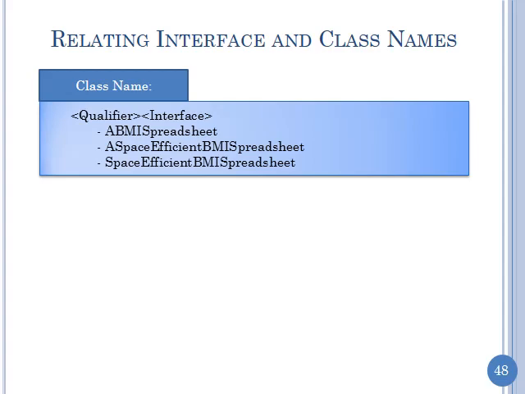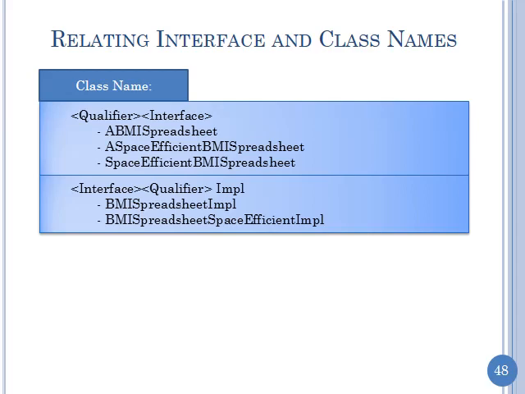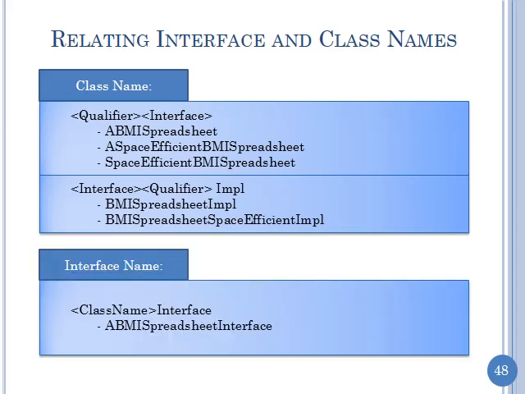Anybody who's used interfaces before seen another way of naming things? Yeah. You have the interface name, and then the main class has higher quality. Okay. So you begin with a class name, say C, and you call this interface IC. Right? So you start with the class name and derive from that the interface name. So that's another way of doing this. You can say interface qualified IMPL. And here's the other one. You begin with a class name and say interface or I, and so you say BMI spreadsheet interface.